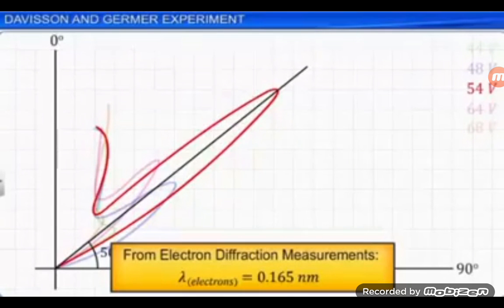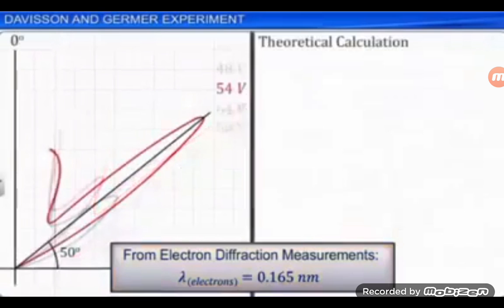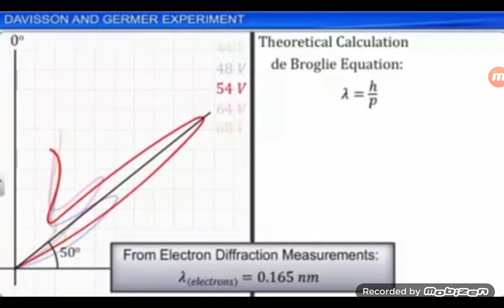0.165 nanometers. We know that the de Broglie wavelength of an electron, denoted by lambda, is equal to h by p, where h is Planck's constant and p is the momentum of the electron. If the electron is accelerated from rest through a potential difference of V volt, then, substituting the values of the mass of the electron, the charge on the electron, and Planck's constant, the expression for wavelength is obtained as 1.227 by square root of V nanometer.